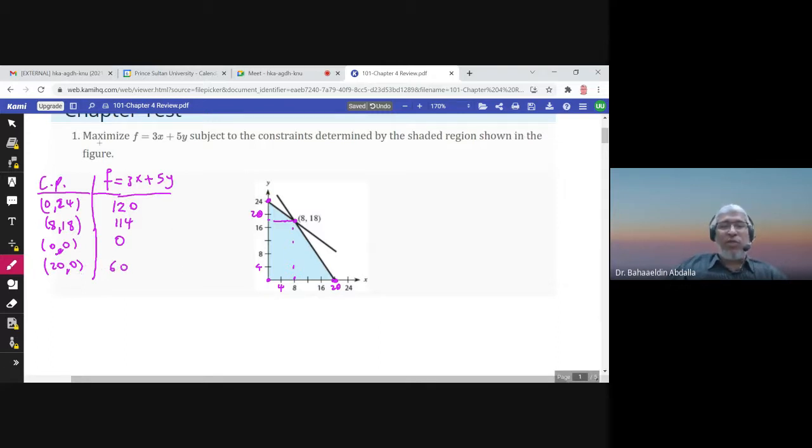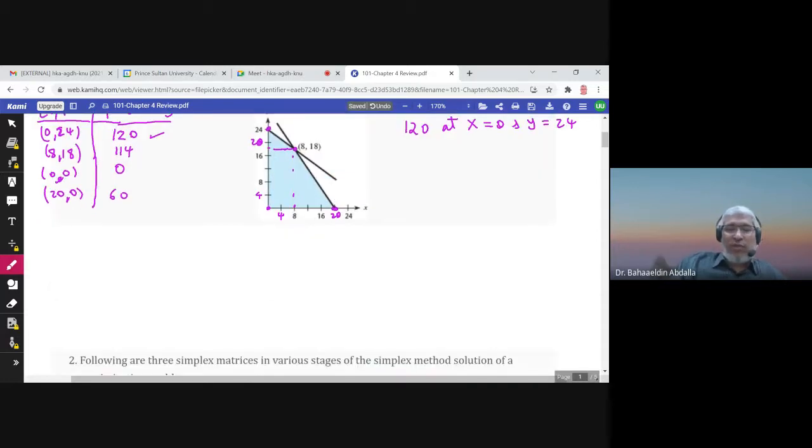What is the question? Maximize. So he is looking only for the maximum. So the maximum value of f is 120, and it occurs when x is 0 and y is 24. And this would be the answer of the question.